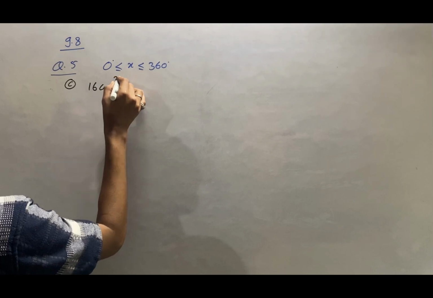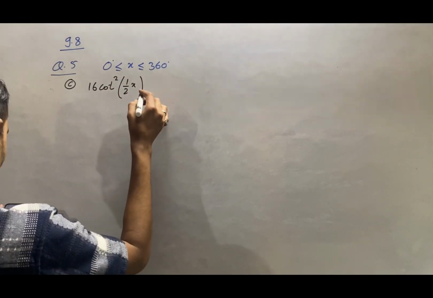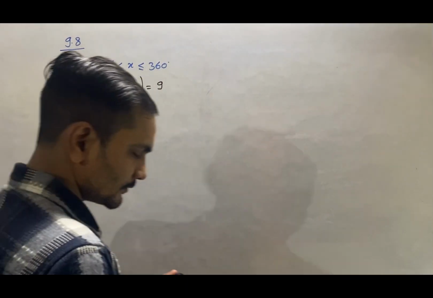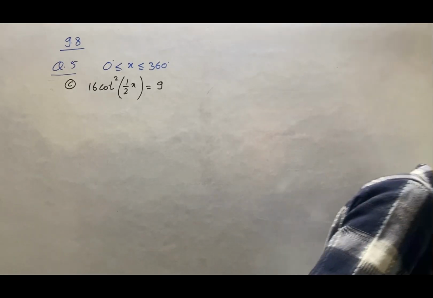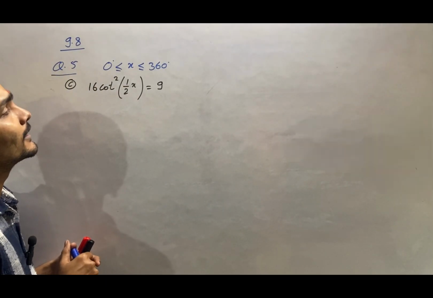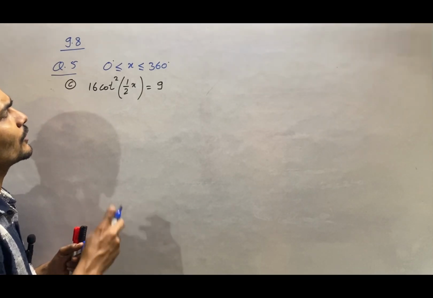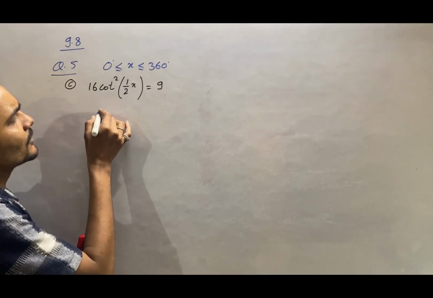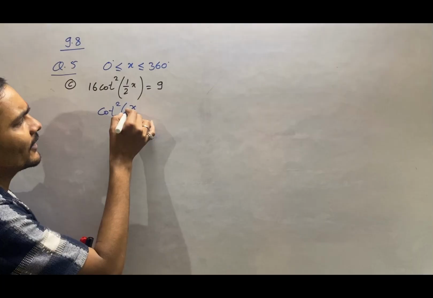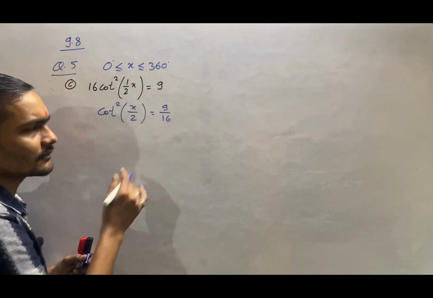16 cot square of 1 over 2 x equals 9. So here, first what we will do, we will arrange the given function. So let's take 16 to that side. So we can say this is cot square of x over 2, that is equal to 9 over 16.